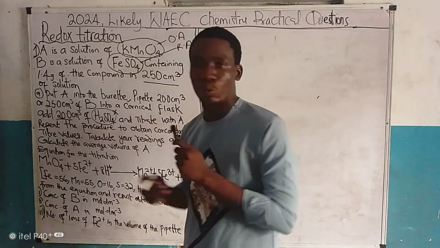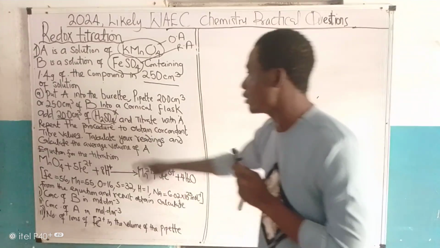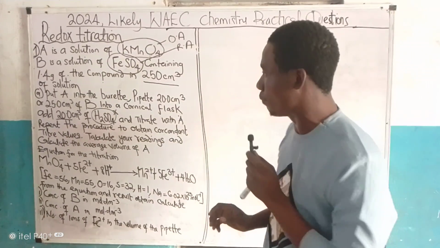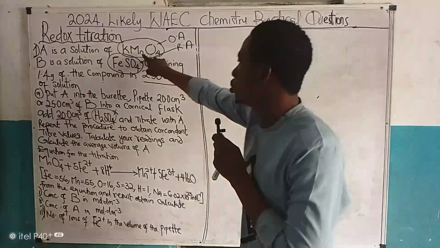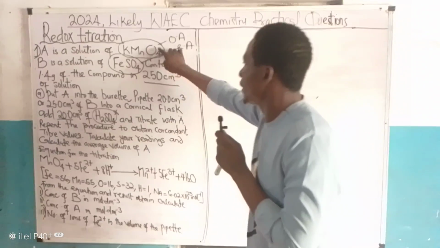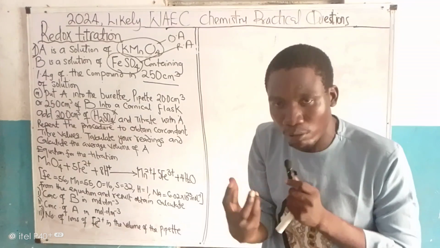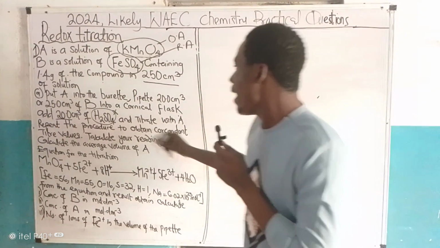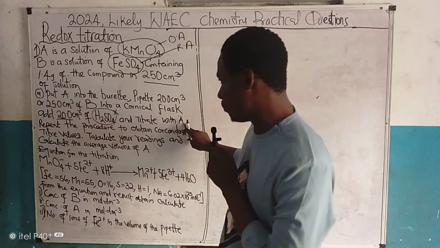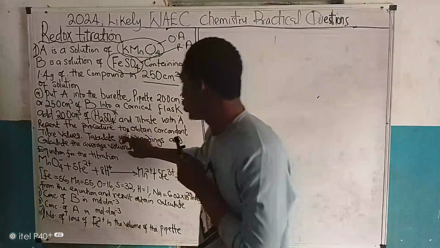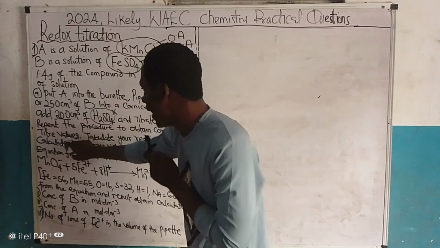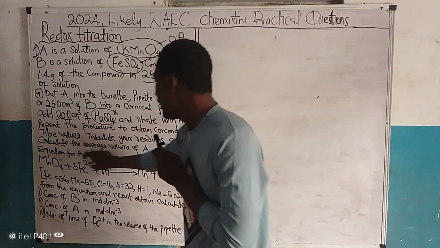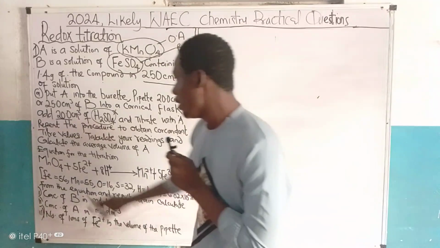It's not part of the reaction. It has nothing to do with the reaction. You are not reacting any of them with H2SO4. It's only acting to do what? To precipitate the gases that this compound might have absorbed in the course of preparing the specimen. Okay? Now, and titrate with A. Repeat the procedure to obtain concordant values, tabulate your readings, and calculate the average volume of A used.